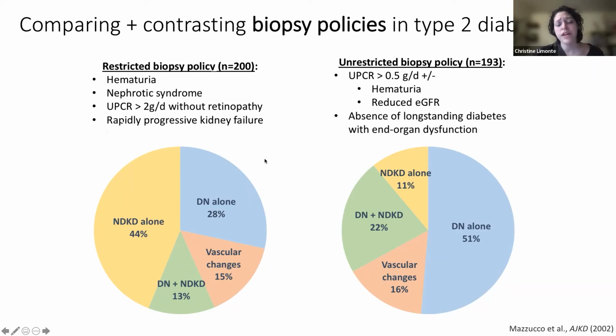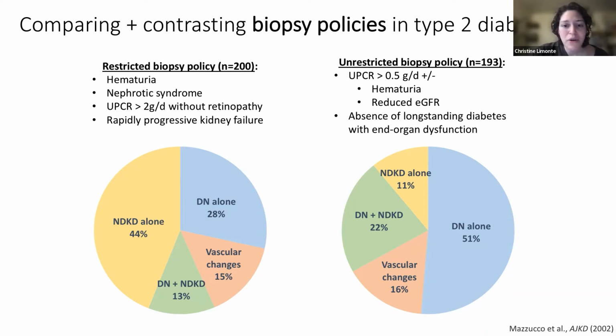And the other center had what they called an unrestricted biopsy policy, where patients were biopsied if they had a urine protein creatinine ratio greater than 0.5 grams per day with or without hematuria or reduced eGFR. And both centers explicitly discouraged biopsies when diabetic kidney disease was considered extremely likely. It seemed to me like the major distinction between these two policies was the degree of albuminuria, but otherwise, I didn't think they were too different.